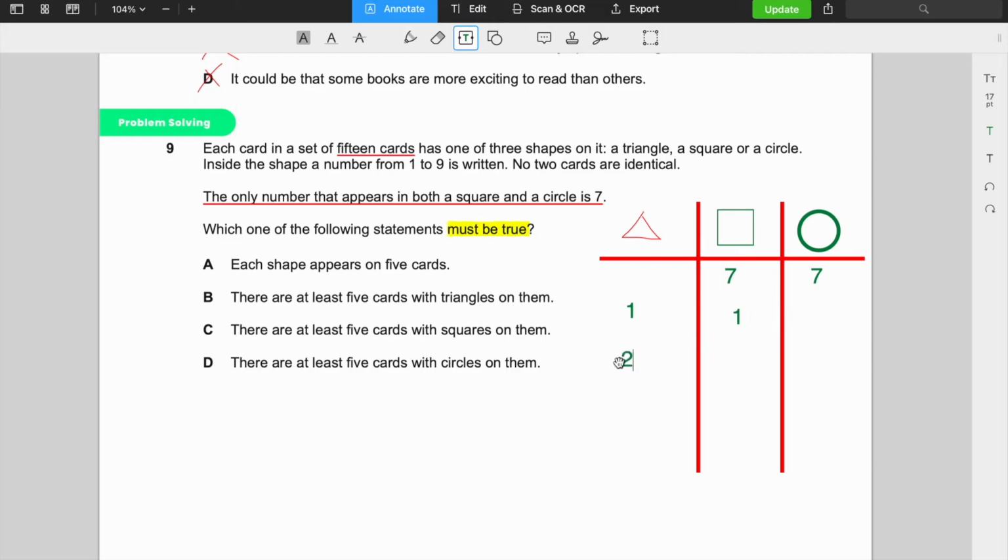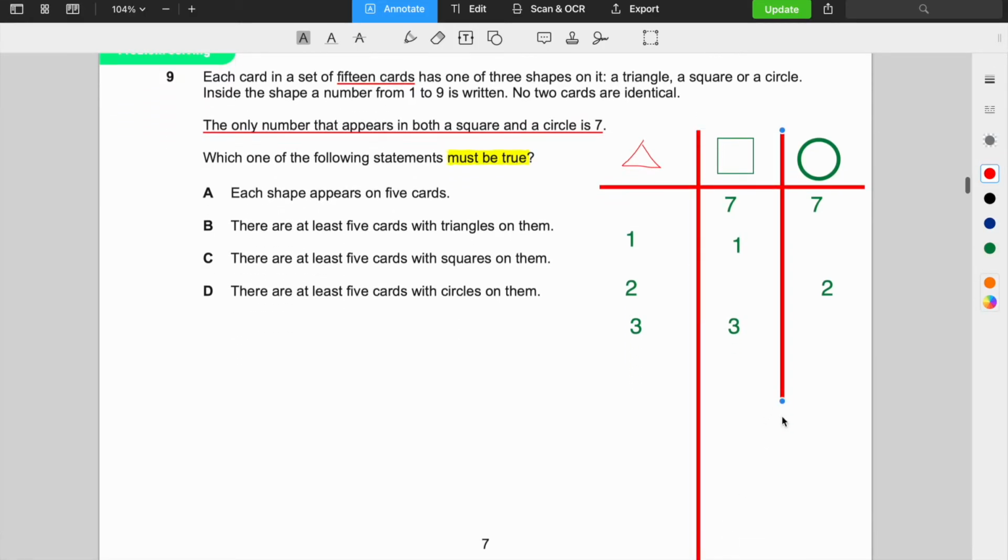What if we had a 2 in the triangle? And we can't have a 2 in the circle... because, again, the only number that appears in both square and circle is 7. So we can't have similarities between square and circle apart from the 7. So let's just say we have number 2. We can have a 2 perhaps in the circle. So I'm just guessing again, just trialing and error. 3, let's just say we have a 3 in this triangle. We can have a 3 in the square, right? That's possible. And then we can keep continuing down until we hit the total of 15 cards, okay? So we want to hit 15 cards in total.